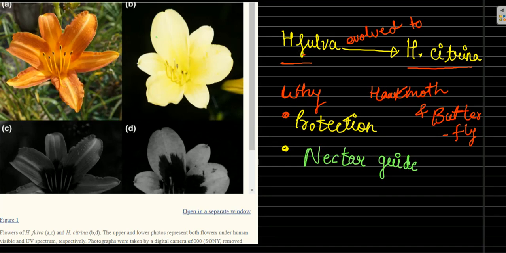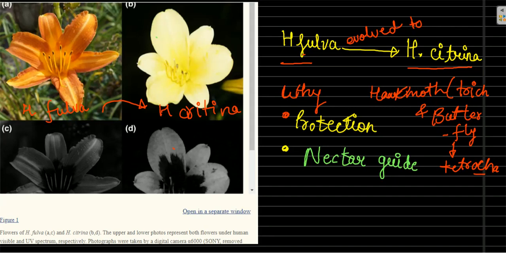So in this experiment they found that the hawkmoth has trichromatic vision. It means it has three color visions: UV, blue and green. And the butterfly has tetrachromatic vision. Finally, after many experiments they reached the conclusion that the plant H. fulva, which was found earlier, has evolved into H. citrina, and the only basic difference which led to the evolution is the pollination effect due to the UV light.